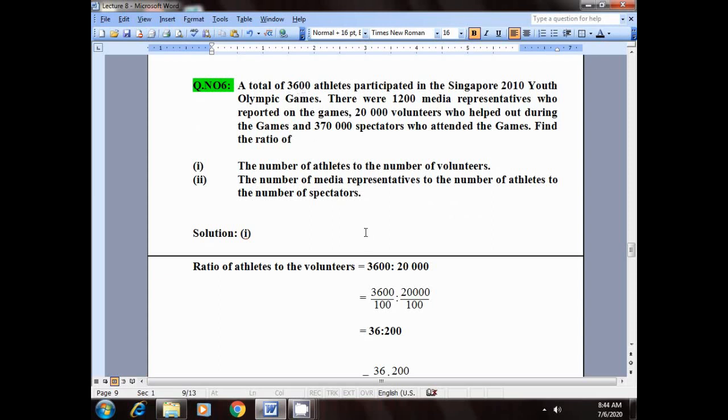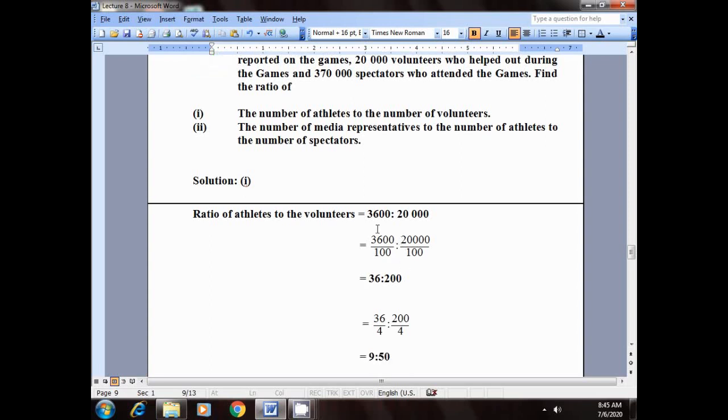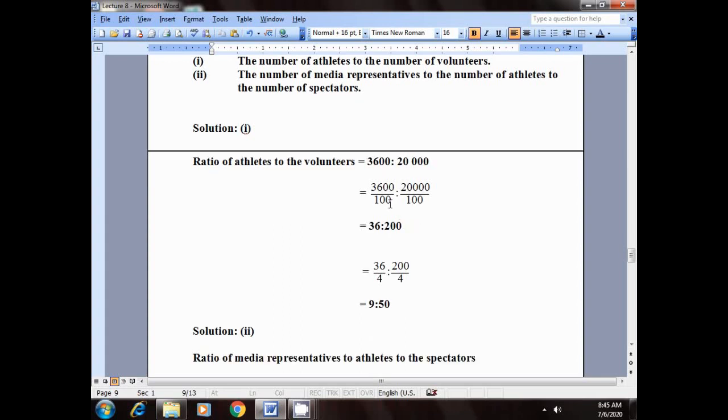After writing this ratio, now let's simplify this ratio to its simplest form. Now we know that both quantities of the ratio are divisible by 100. So let's divide them by 100. First quantity 3,600 divided by 100, ratio the second quantity 20,000 divided by 100. Now we can cancel these two zeros of 100 and 3,600, same as we can cancel these two zeros for the second quantity. Now the remaining quantities are 36 ratio 200.